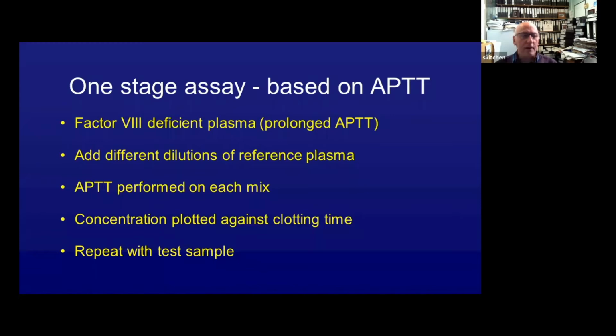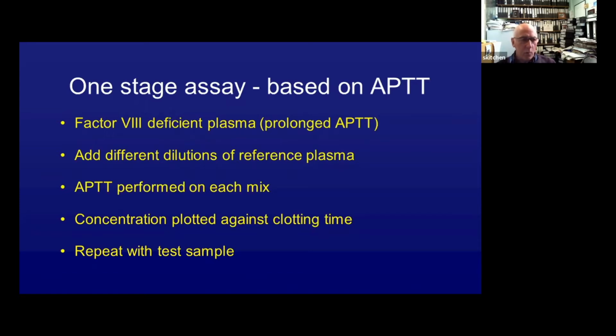By far the most commonly used factor VIII assay is the one-stage assay based on APTT. Actually, I think it's a bad name. There's more than one stage in the test, but nevertheless, it's the title that's used, and it's one that we should continue to use, I think.